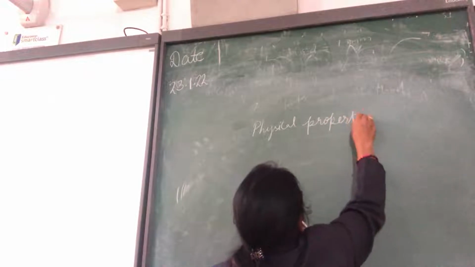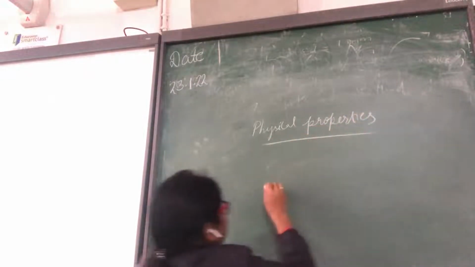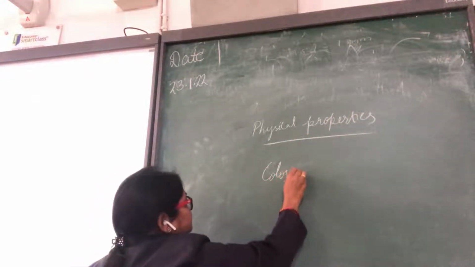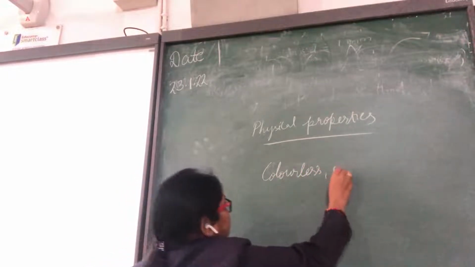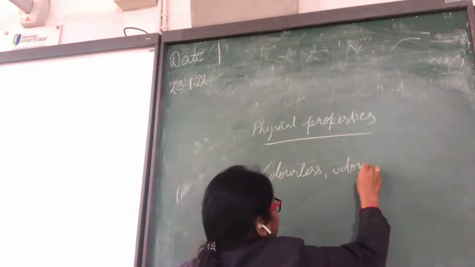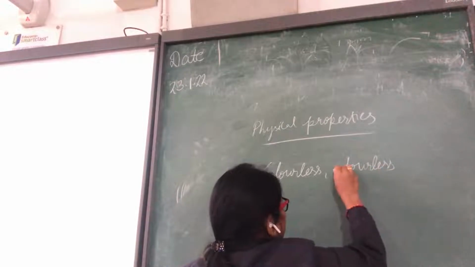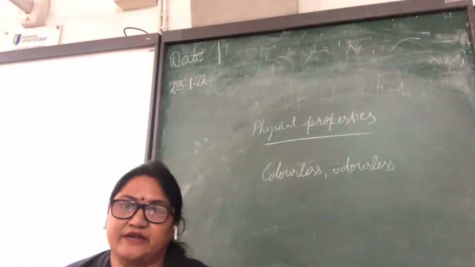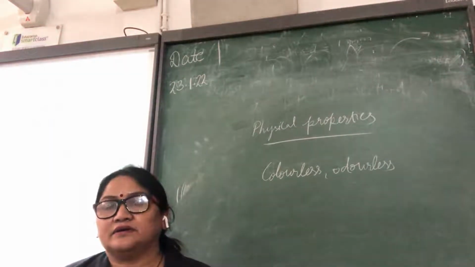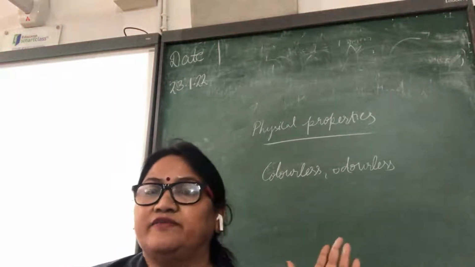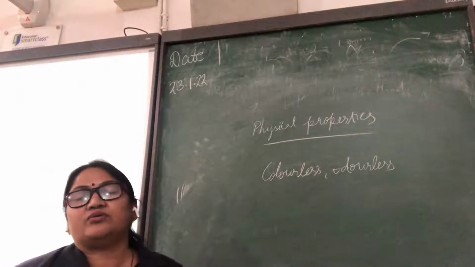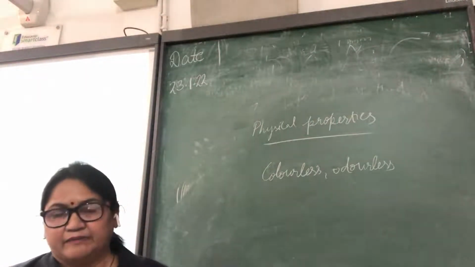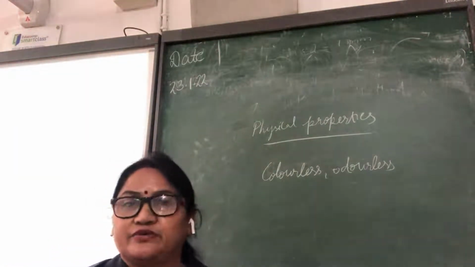Physical properties. So it is colorless, odorless. It is a colorless and odorless gas, and it is the lightest element. You know, earlier hydrogen was filled in weather balloons also, but nowadays it is replaced by helium. Nowadays in the weather balloons we are using helium.